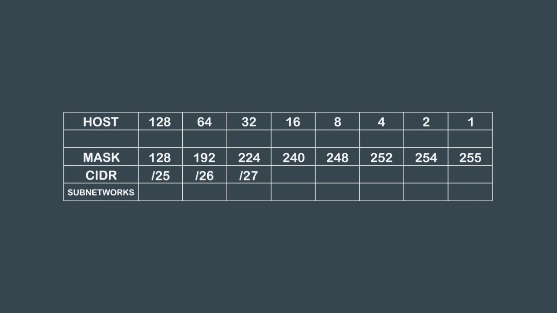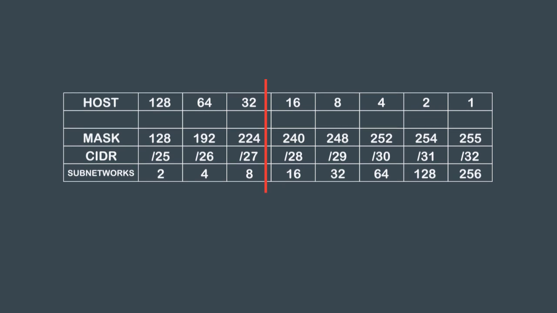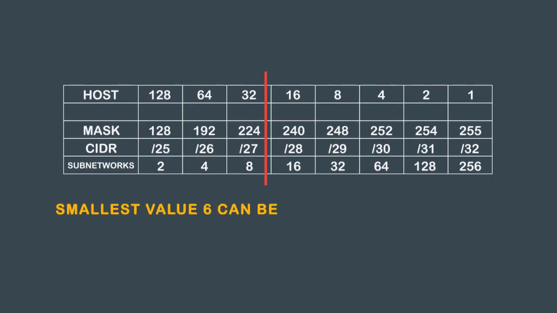The CIDR column is the number of bits turned on. The subnetwork column is the number of available bits after borrowing the desired bits. Now let's say we need 6 networks. So we draw a line where the networks column equals 8, because 8 is the smallest number 6 can be subtracted from. You can also use the power of 2 by computing the smallest value 6 can be subtracted from: 2 to the power of 3 equals 8.